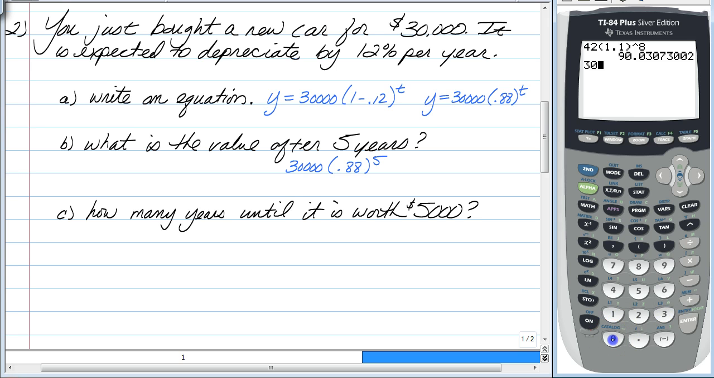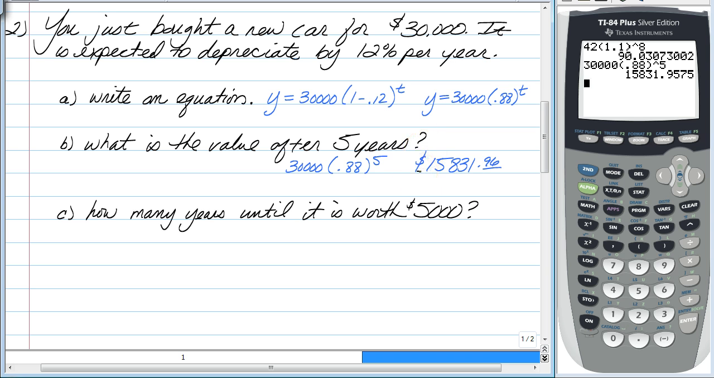So you have 30,000 parentheses 0.88, close your parentheses, raised to the fifth power. Click enter, and after 5 years, your car is worth almost half its original value. So $15,831.96. So that's the value after 5 years.